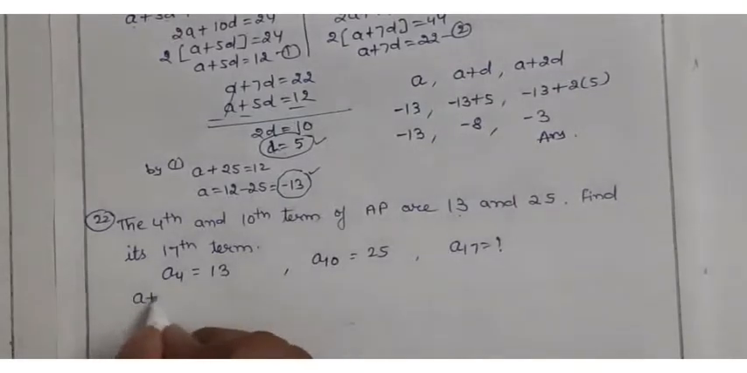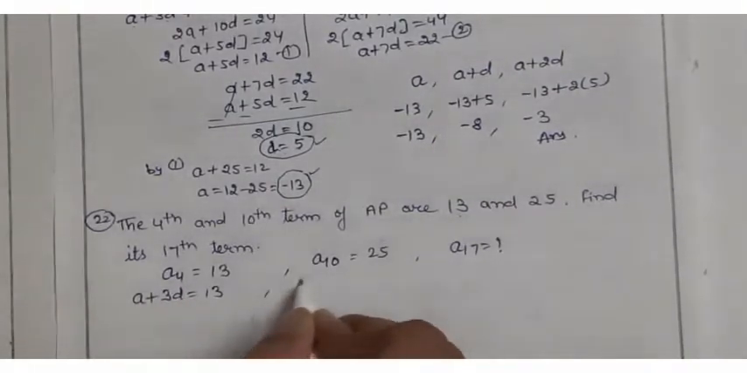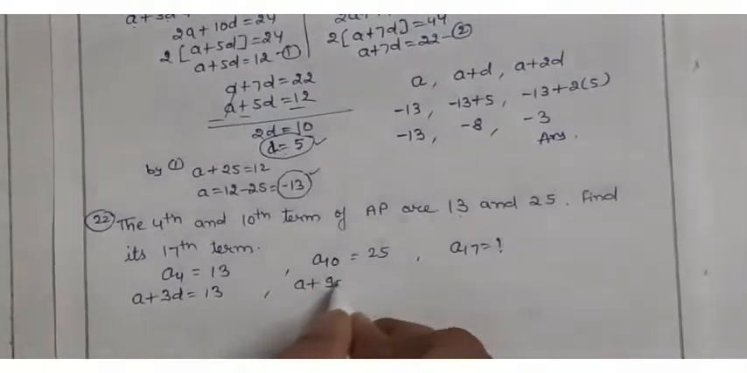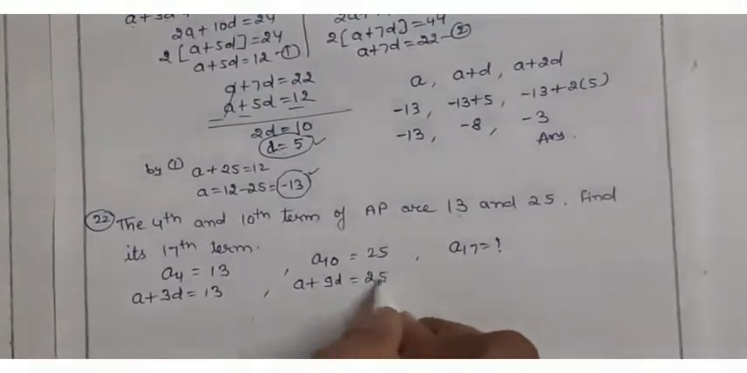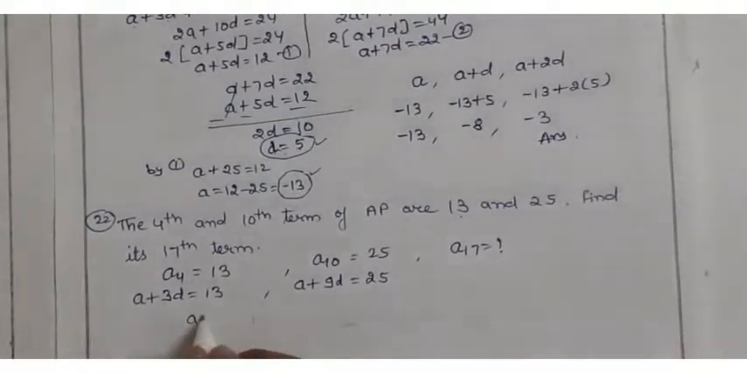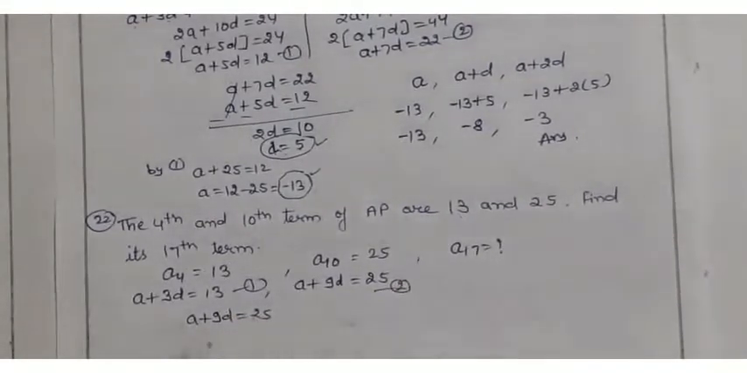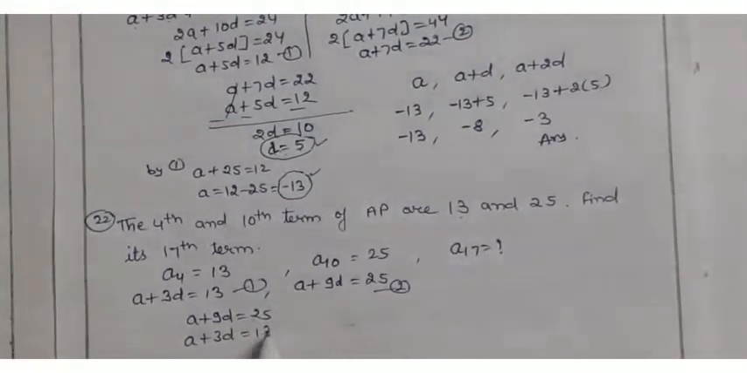Fourth term is what? A plus 3D. Can I write like this? And 10th term, A plus 9D, with help of which formula? With help of A plus n minus 1 D. Then simplify this by your elimination method. This is equation number 1. Equation number 2. A plus 3D is equal to 13. Then simplify.